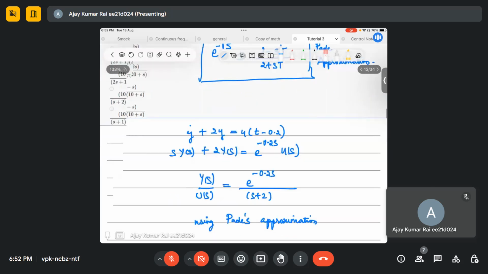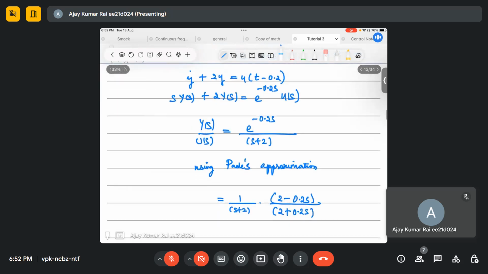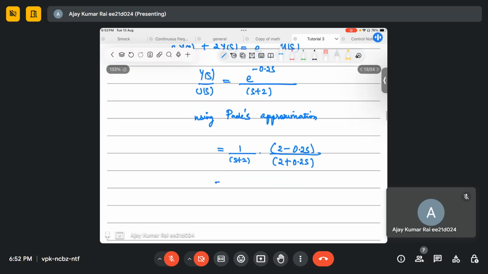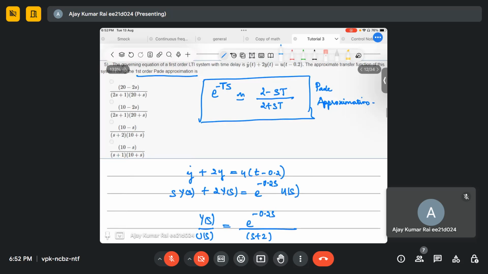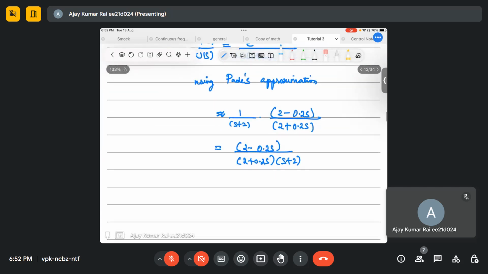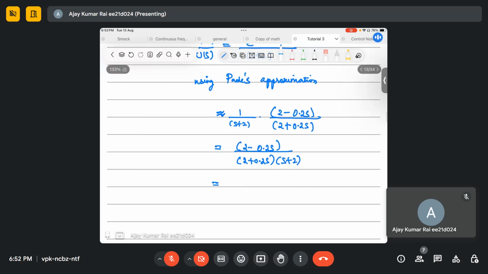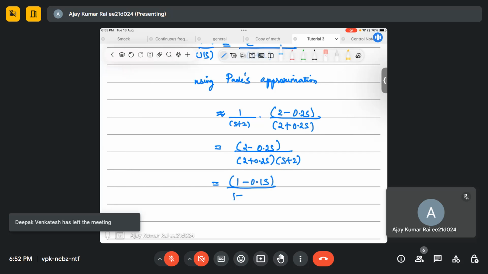So in our question T is equal to 0.2. Okay, so this is the transfer function. Let me just write the approximation. So this is (2 minus 0.2s) by (2 plus 0.2s) times 1 over s plus 2. What you can do here, 2 gets cancelled, so above is 1 minus 0.1s, this is 1 plus 0.1s, into s plus 2.